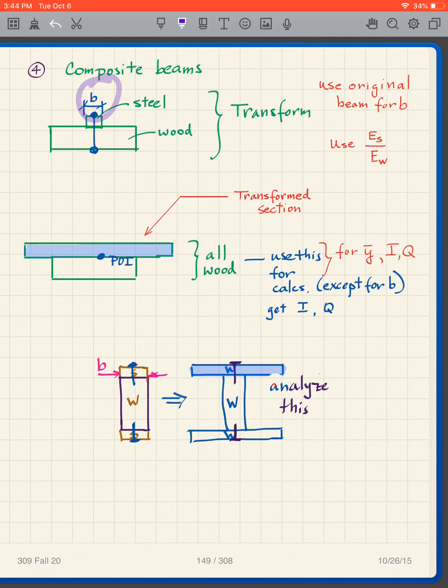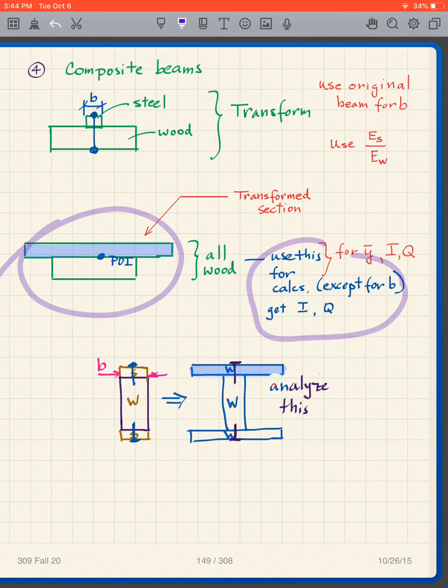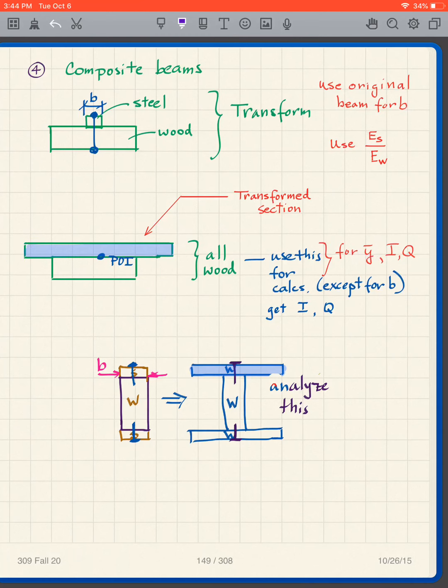That is one of the tricks you need to know for this. In other words, you do your transformed section, and you use this for all the calculations except for B. You get your I and Q with this shape, and you also find Y bar using this.